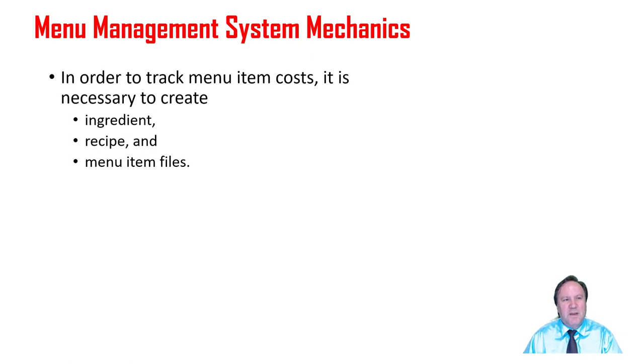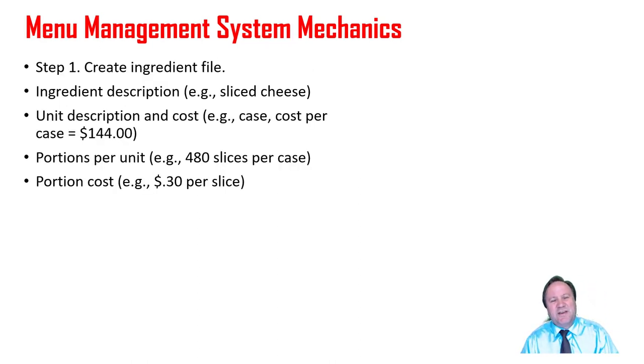should be. With a menu management system, in order to track menu item cost, it's necessary to create an ingredient file, recipe, and menu item files. You're going to see a video that will actually talk about that in a second. So once you create the ingredient file, whatever that might be, let's say sliced cheese, you add the unit description and cost. So you will put that in the menu management system. You will say that there is something called sliced cheese. There is something called tomato paste. There is something called beans. Whatever you are going to use in your menu. And then you're going to look at the unit description. Tomato, I will buy by kilogram or pounds.